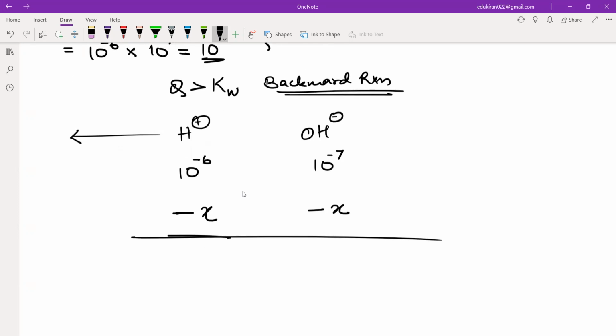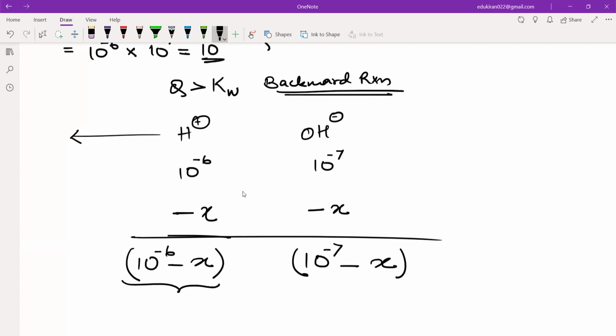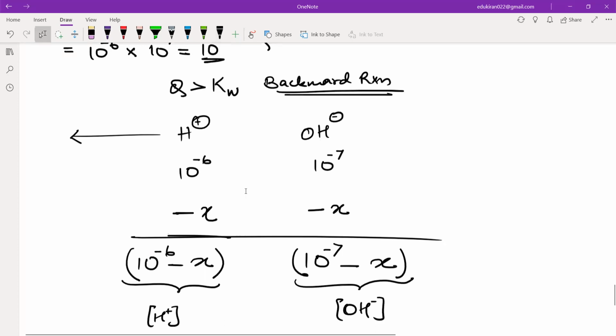Okay, fine. That means at equilibrium, I can say 10 to the power minus 6 minus X, this will be the concentration of H plus, and 10 to the power minus 7 minus some amount X, this will be the concentration of OH negative. Yes or no, guys? Yes, sir. Okay, fine.